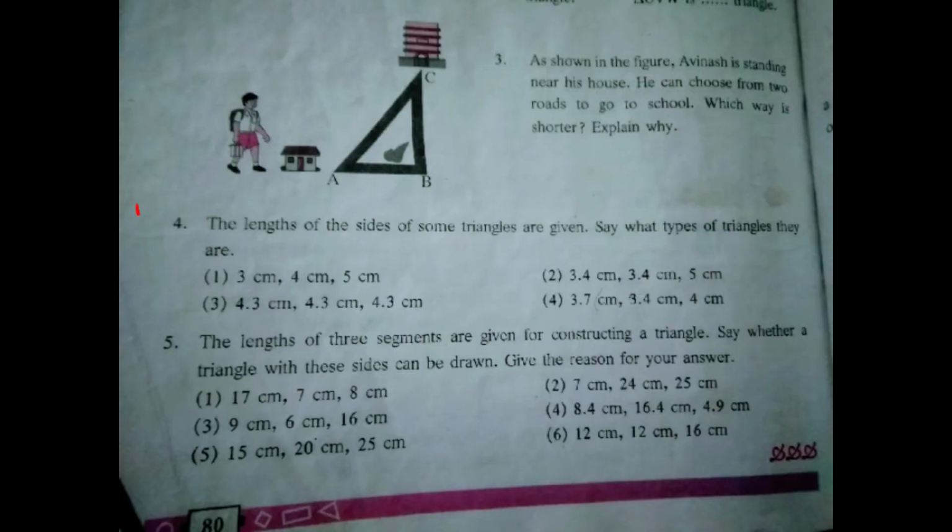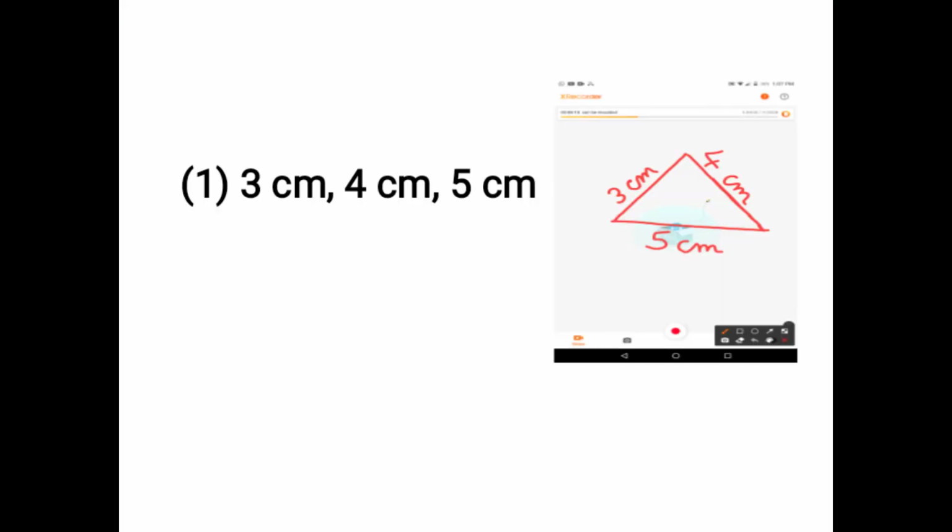Next we do question number 4. The lengths of the sides of some triangles are given. Say what type of triangles they are. Look at the first one: 3 centimeter, 4 centimeter, 5 centimeter. All these three sides are given in centimeters and all three sides are different. I have drawn the triangle over here. You have to tell which type of triangle it is, whether isosceles, scalene or equilateral. The answer is scalene triangle because all three sides are different.